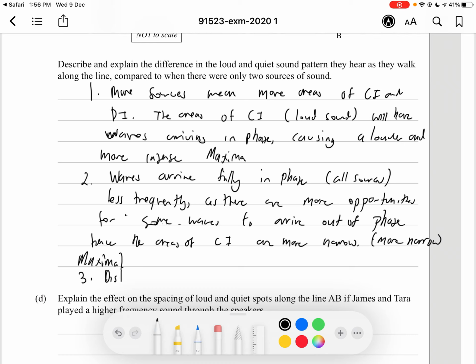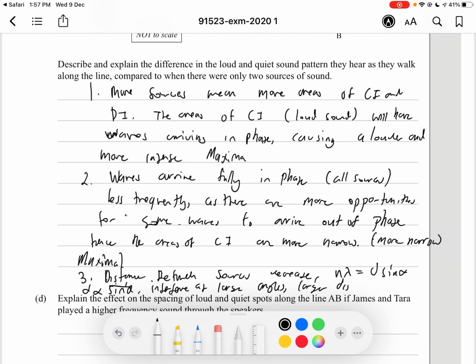So we can say that distance between the sources decreases. So I'm just going to bullet point this one: n lambda equals d sine theta. So we can say that d is inversely proportional to sine theta. This means that interference occurs at larger angles. So interference at large angles, larger distance between loud and soft sounds.